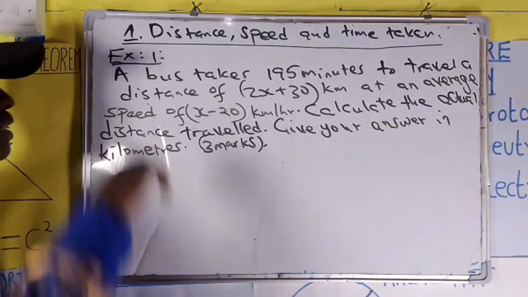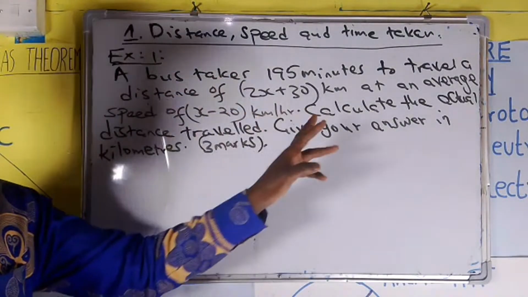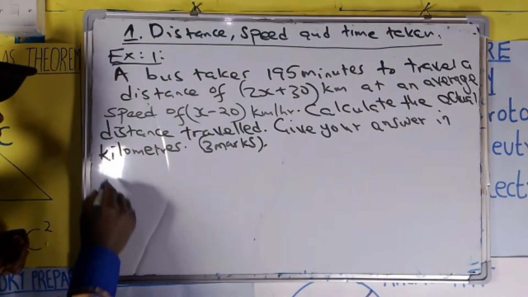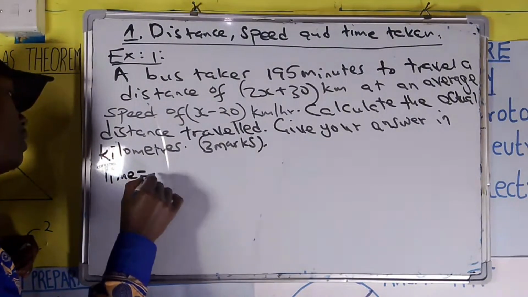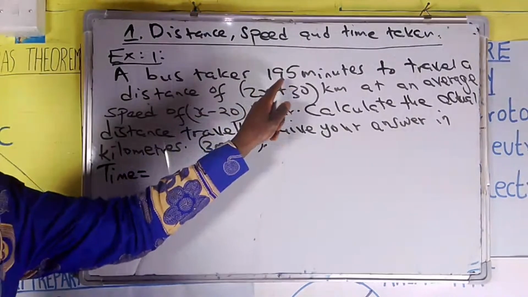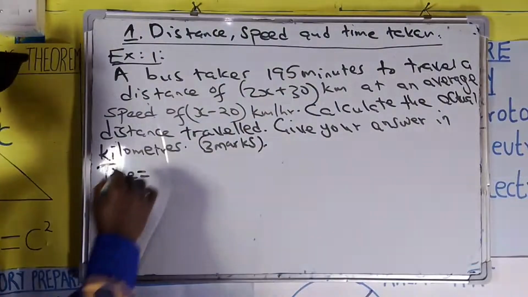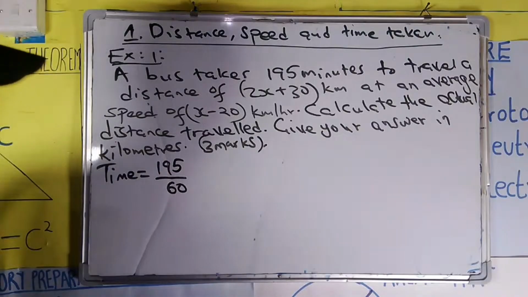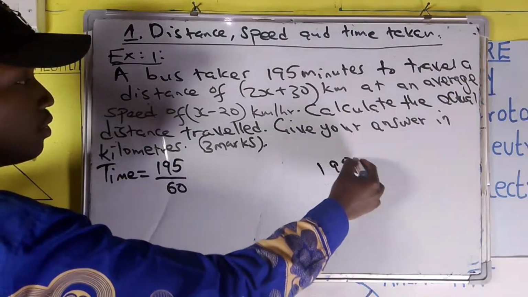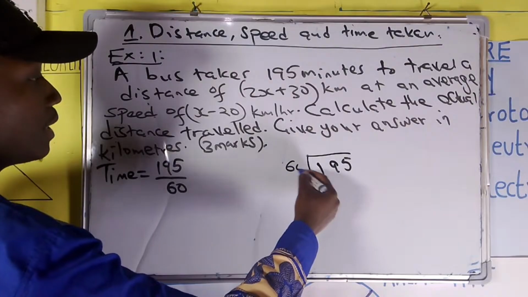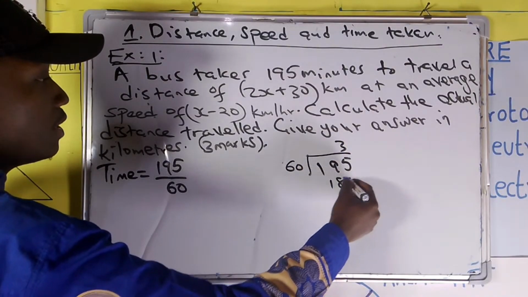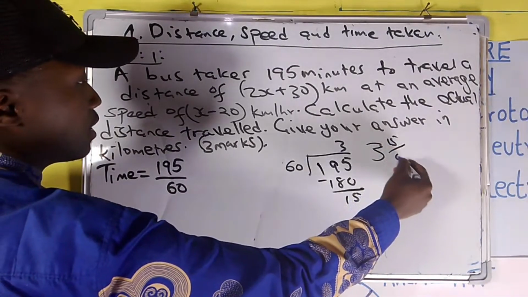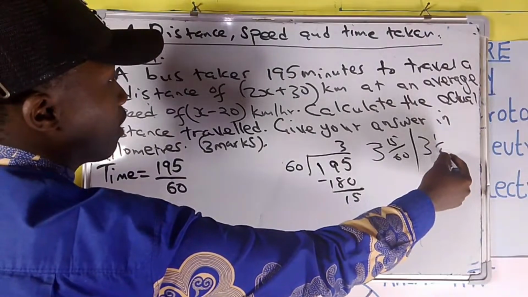So the question reads, a bus takes 195 minutes. So what is 195 minutes? 195 minutes is equal to time taken. So time is 195 minutes. If you want to convert this into hours, you will take 195 divided by 60. Dividing by 60 gives 3, because of 180. Then we will be left with 15. So it will be 3 whole 15 over 60, which is the same as 3 whole and a quarter.